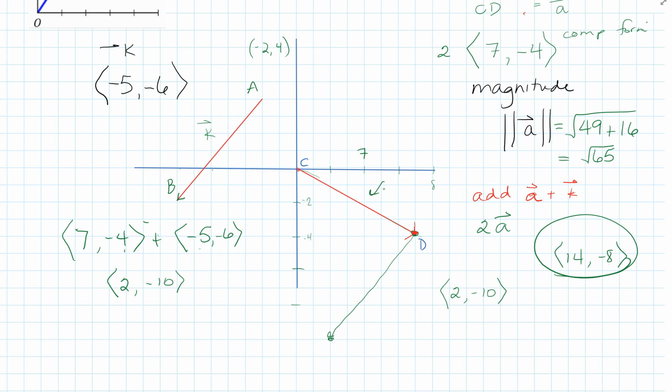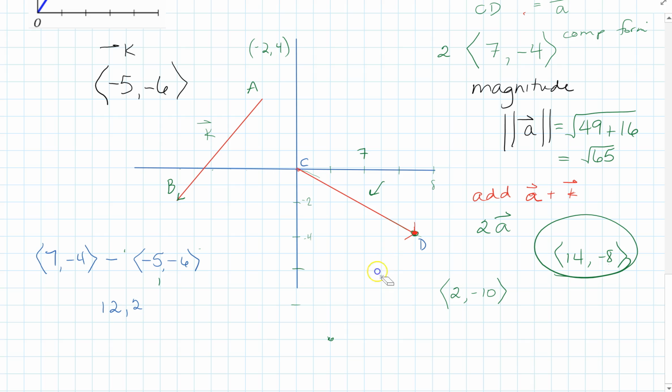If I were subtracting, and I hate subtracting, let me show you what happens if I take A minus vector K. Algebraically, I just subtracted and I got 12, 2. That was super simple. But if I actually wanted to work it geometrically, I would have to pick this up and put it head to head over here.